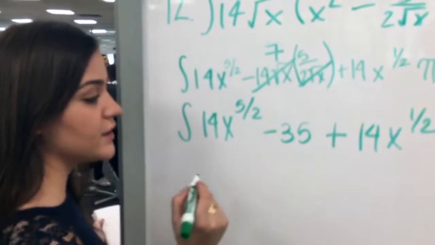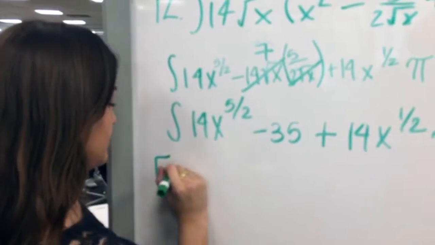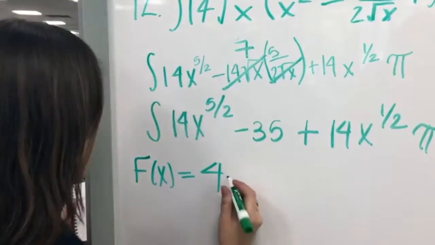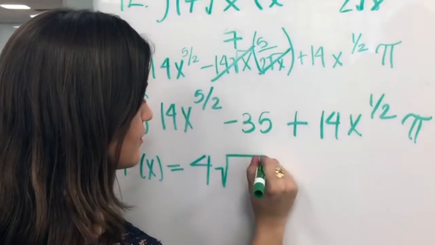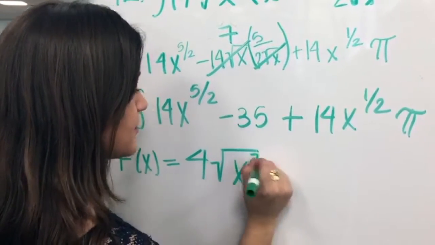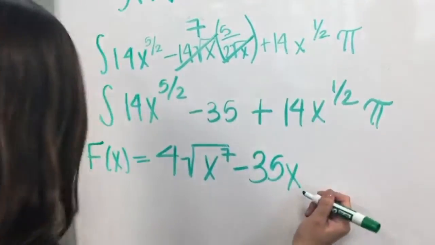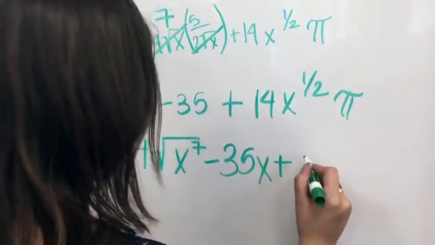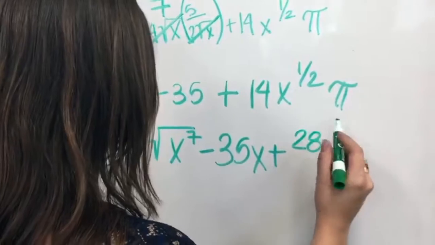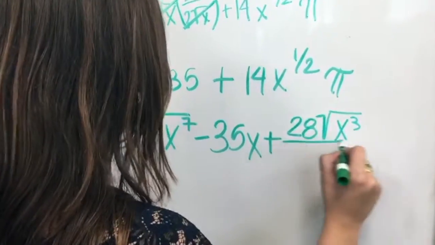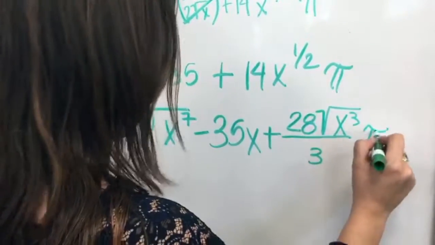Now we're going to anti-derivate. We have 4 square root of x to the 7th power minus 35x plus 28 square root of x to the 3rd power over 3 times pi plus constant.